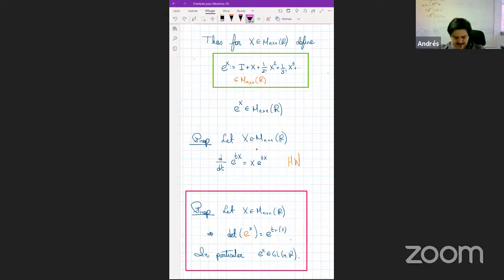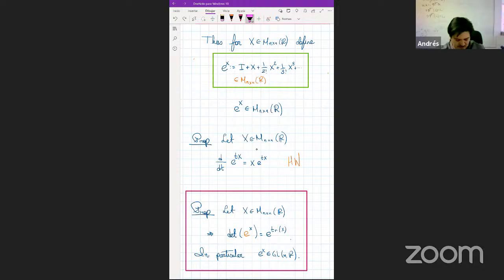Now, because this is the exponential that you know very well, this is a positive function. So the determinant will always be non-zero. So we know that this is a square matrix, but we will know more. It will be a non-singular matrix. So that's part of the things that we are interested in in this setting.